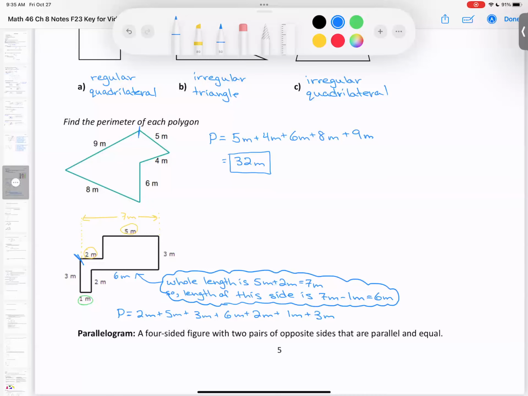22. Did I miss 2 somewhere? 2, 5, 3, 6, 2, 1, 3. Oh, I missed a side. There's also a side here that we have to figure out.